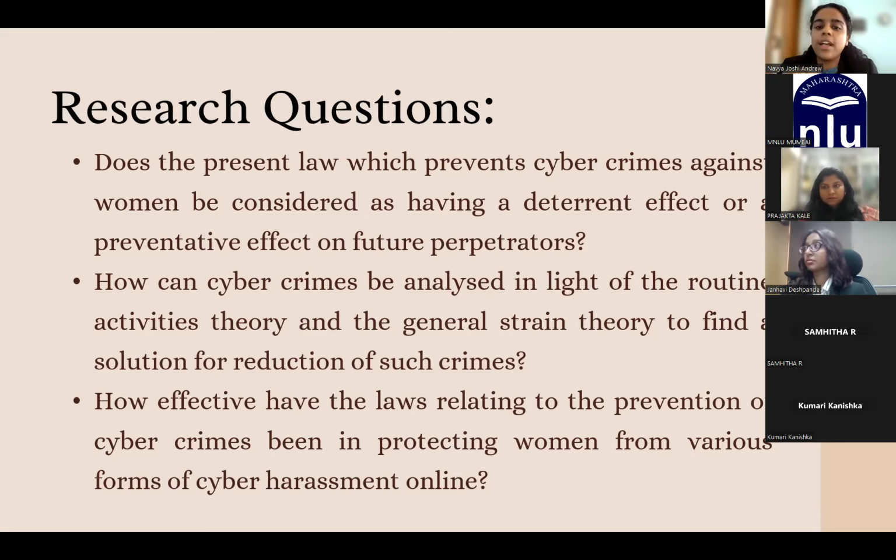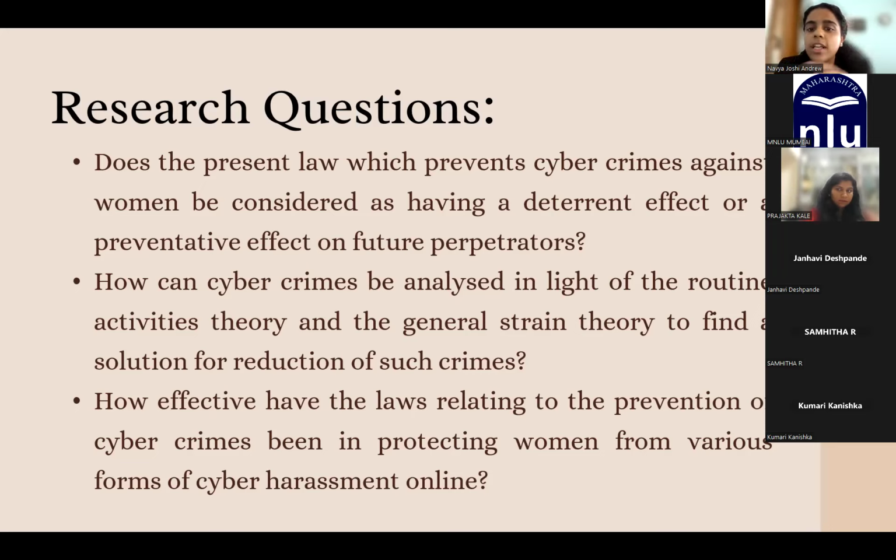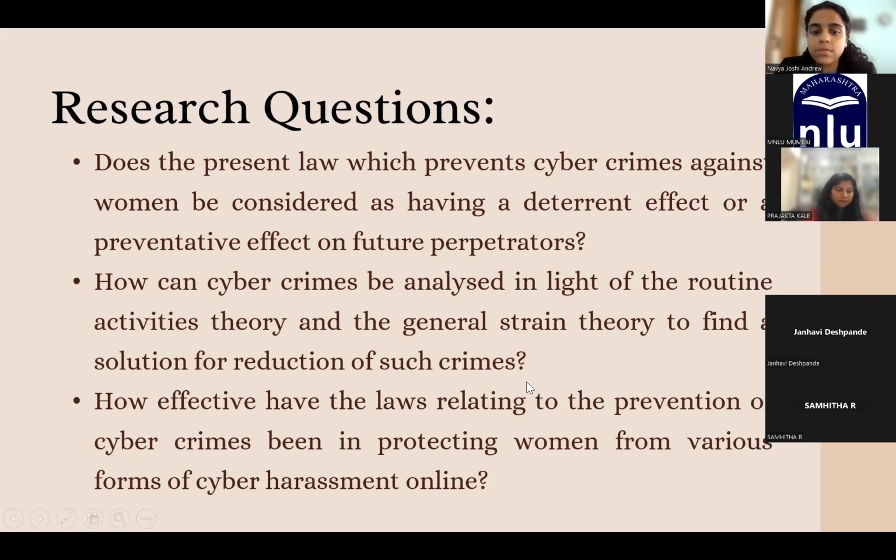So, looking at this through a criminological basis, there are two important theories, the routine activities theory and the general strain theory. The routine activities theory states that when there is an absence of a proper guardian, crime tends to occur more. And the general strain theory states that certain strains in an individual's life can lead that person to commit crimes. So I'm also trying to understand how we can apply these theories to cybercrime specifically against women.